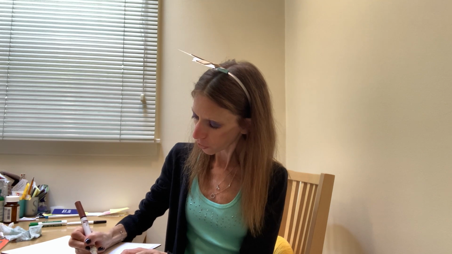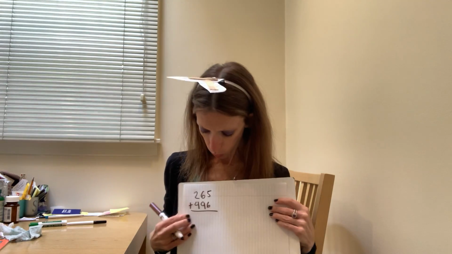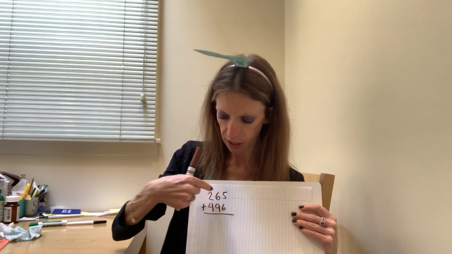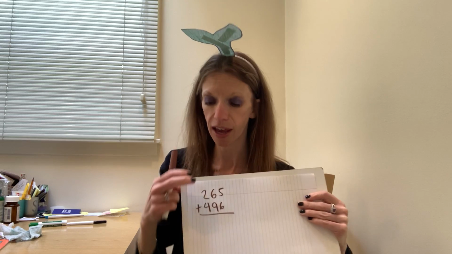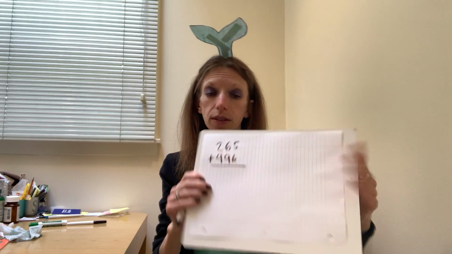So let's say we have 265 plus 496. Now remember, you always start by adding the ones column. Remember, ones, tens, hundreds. You never ever add the hundreds first. You cannot do that. You always start with the ones.